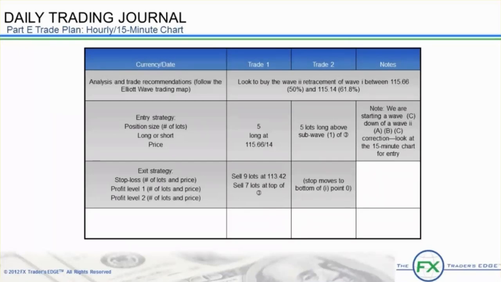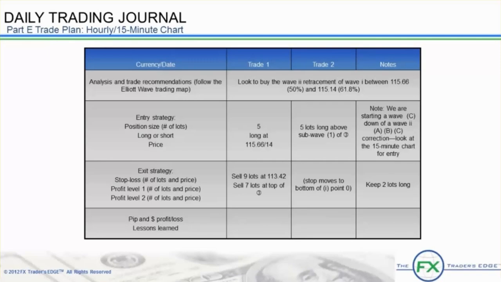State in words what you expect to happen and how the market should behave, i.e., is it impulsive or corrective? You have done your research and analysis, and you have taken your position based on your Elliott Wave trading map, combined with the daily trading journal. Congratulations, you have your trade plan in place. Now monitor your position and good luck.